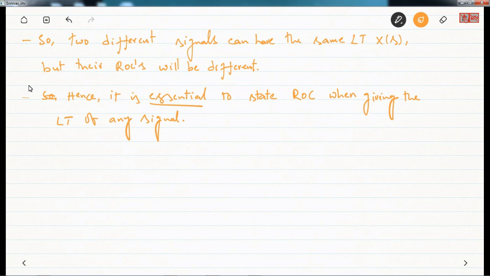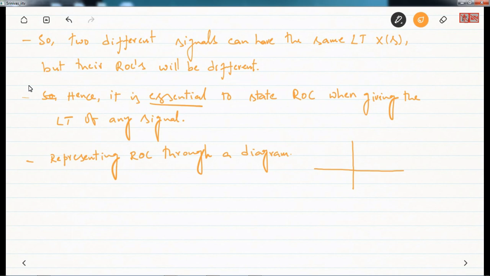It is also convenient to show ROC as a diagram. Most of the times they will say, plot the ROC or show the ROC. So, representing ROC through a diagram. Let's consider this. We can represent ROCs on the s plane.